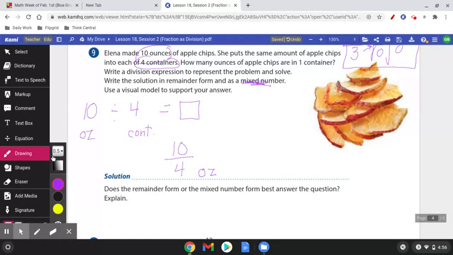So we're going to jump to our visual model. For our visual model, I'm going to start with my 4 containers.